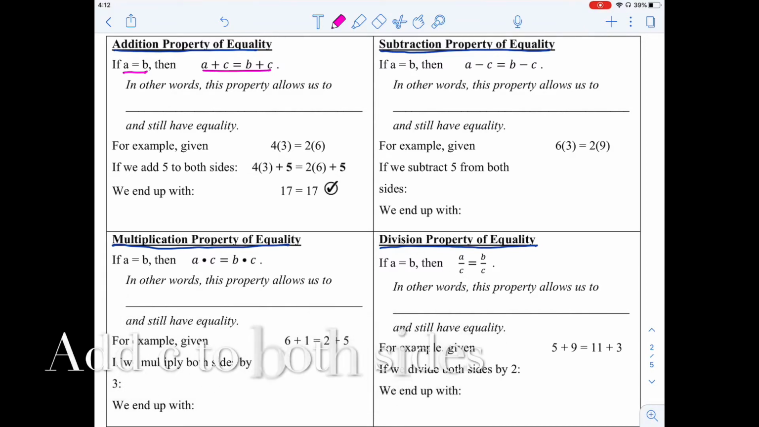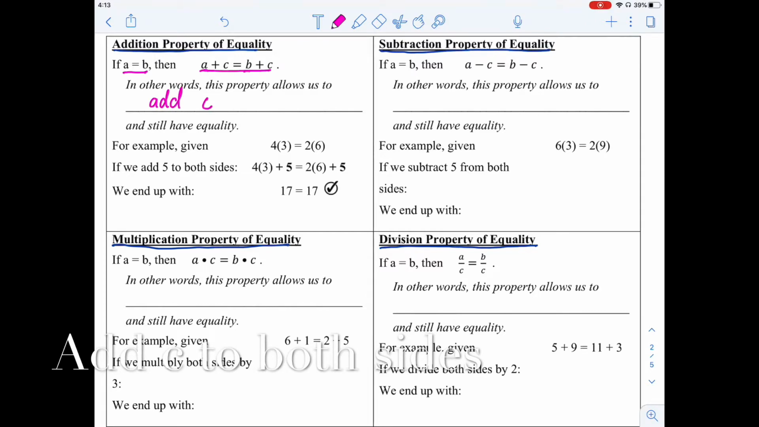So you notice A equals B, A is the same, B is the same. All we're doing is adding C to both sides. So in other words, this property allows us to add C to both sides and still have equality. So for instance, right here we added 5 to both sides, it'll still be the same. Because 4 times 3, 12 plus 5, 17. 2 times 6, 12 plus 5 equals 17.